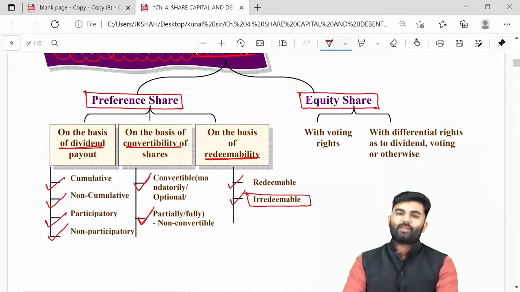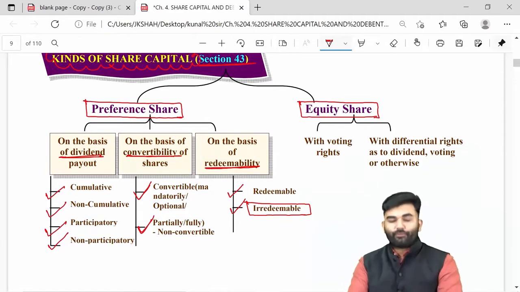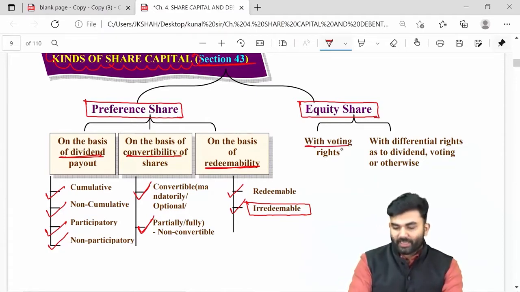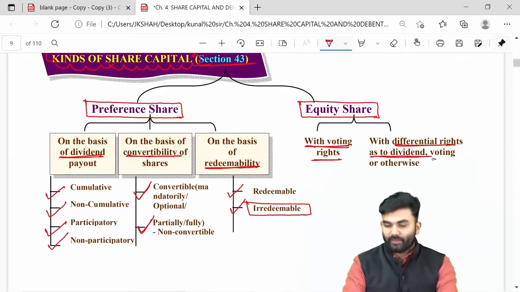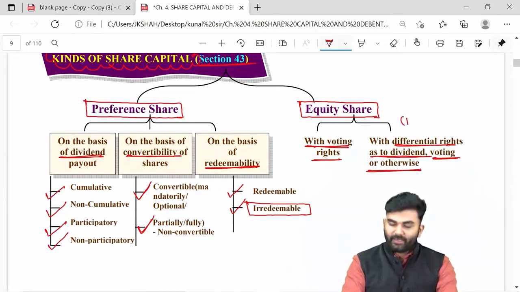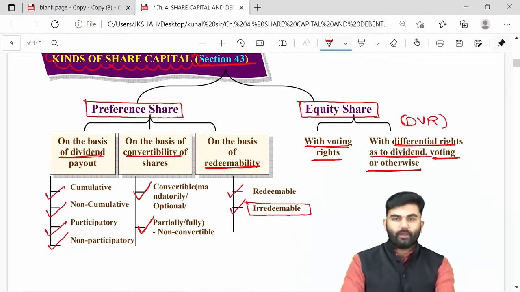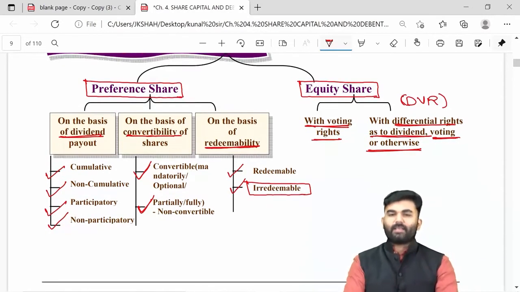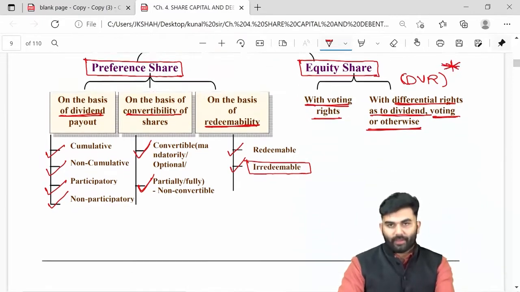When I talk about equity shares, yes, equity shares can also be further classified. It can be equity shares with voting rights, or equity shares with differential rights to dividend, differential rights to voting, or otherwise, which is considered as DVR, that is equity shares comprising differential voting rights and differential rights to dividend or otherwise. Yes, we will be discussing the concept of DVR within a few minutes.